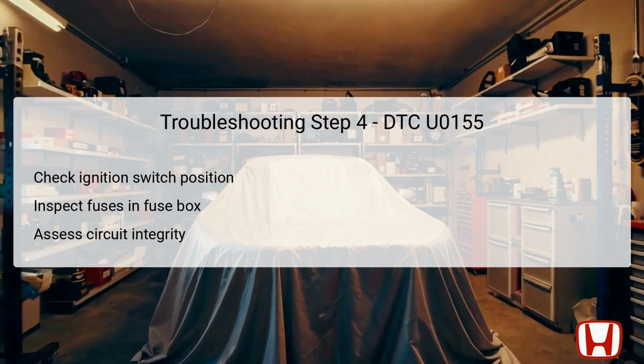If battery voltage is not detected at the gauge control module, the next step is to turn the ignition switch back to the lock position. Following this, inspect the number 15 10A fuse located in the underhood fuse relay box, as well as the number 5 7.5A fuse in the driver's under-dash fuse relay box. These fuses are integral to powering various circuits related to the gauge control module.